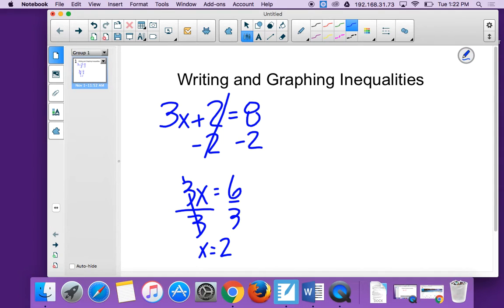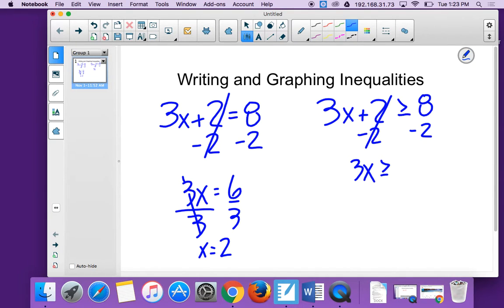Well, with inequalities, it's kind of the same steps. Whether you're solving a one-step, two-step, or multi-step, it's all the same. So if I have, say, this was greater than or equal to 8, all the steps are identical. Subtract 2, subtract 2. So we have 3x is greater than or equal to 6. Then divide by 3, divide by 3. x is going to be greater than or equal to 2. So you'll notice the answers are going to be the same. The only difference really is going to be the sign, which has a little bit of meaning behind it.